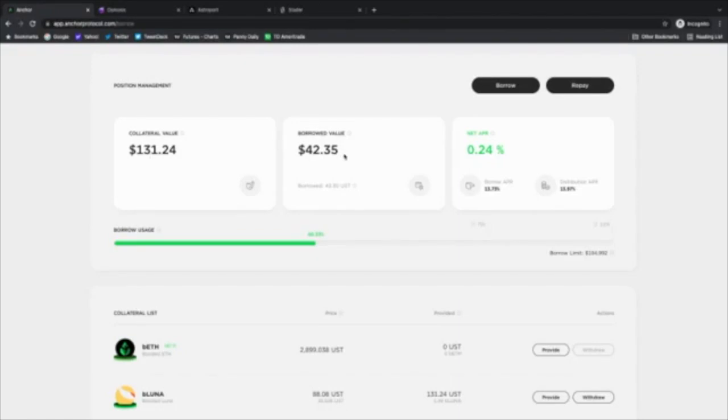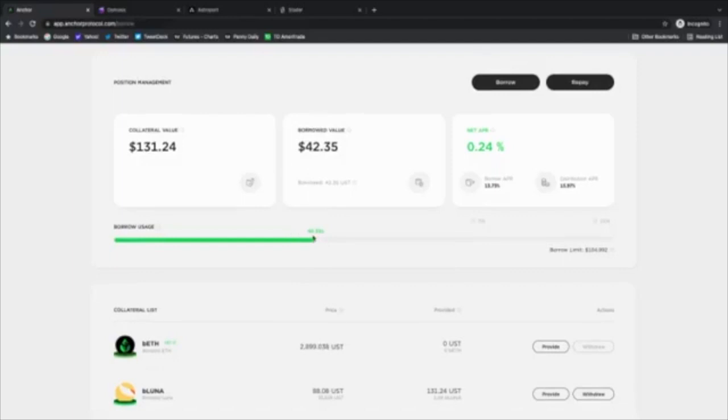My LTV went down to 40%. So as I provided more collateral, my LTV went back to 40%. If I wanted to loop it again, I could do this again. I can borrow back up to 60%. I can take that UST. I then can go buy another B Luna or whatever I can get out of it, or I can go put that in earn. But that's the whole process of looping.